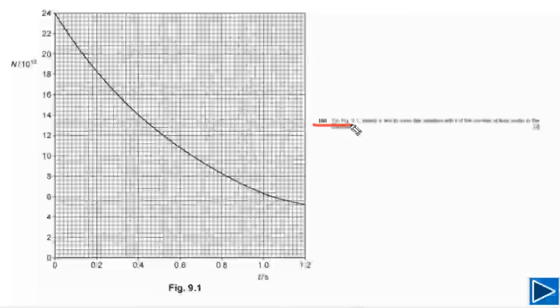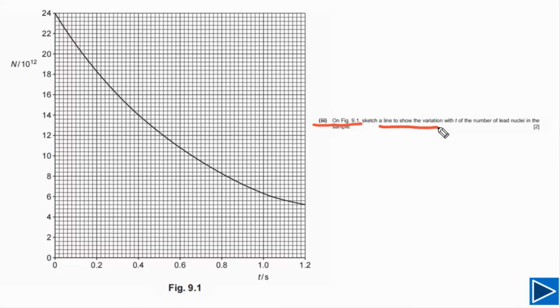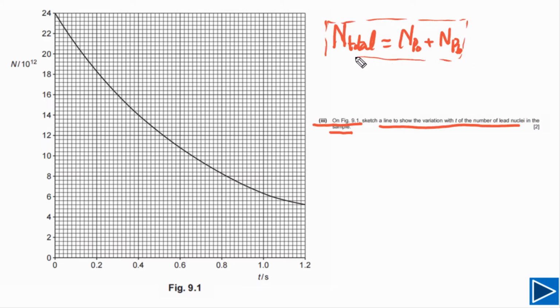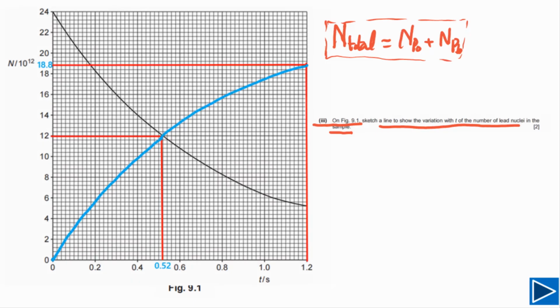For the next part on figure 9.1, we need to sketch a line to show the variation with time t of the number of lead nuclei in the sample. But for this question, it is given to us that polonium decays into a stable isotope of lead. It simply means that total number of nuclei at any given time has to be equal to number of polonium nuclei plus number of Pb, means lead. By keeping this fact in our mind, we can sketch the graph. So the graph will be just a reflection of the given curve. So let me show you how you can sketch the graph. This is how you can sketch the graph.